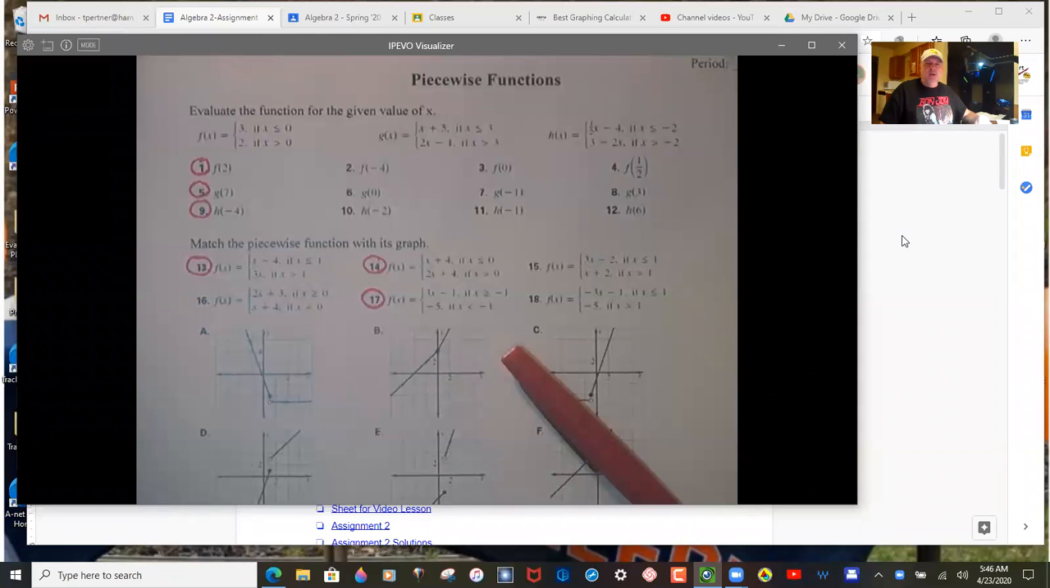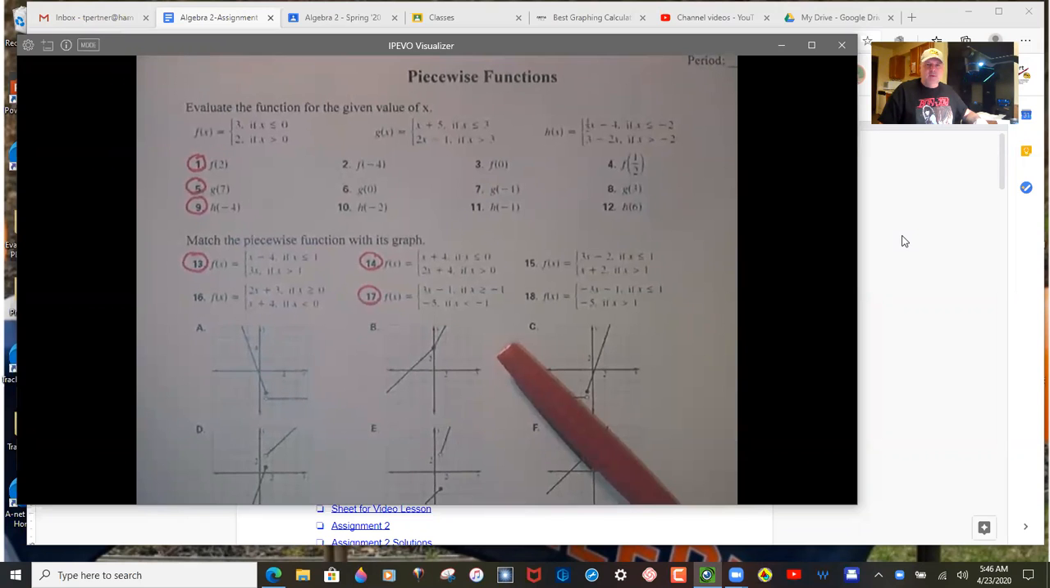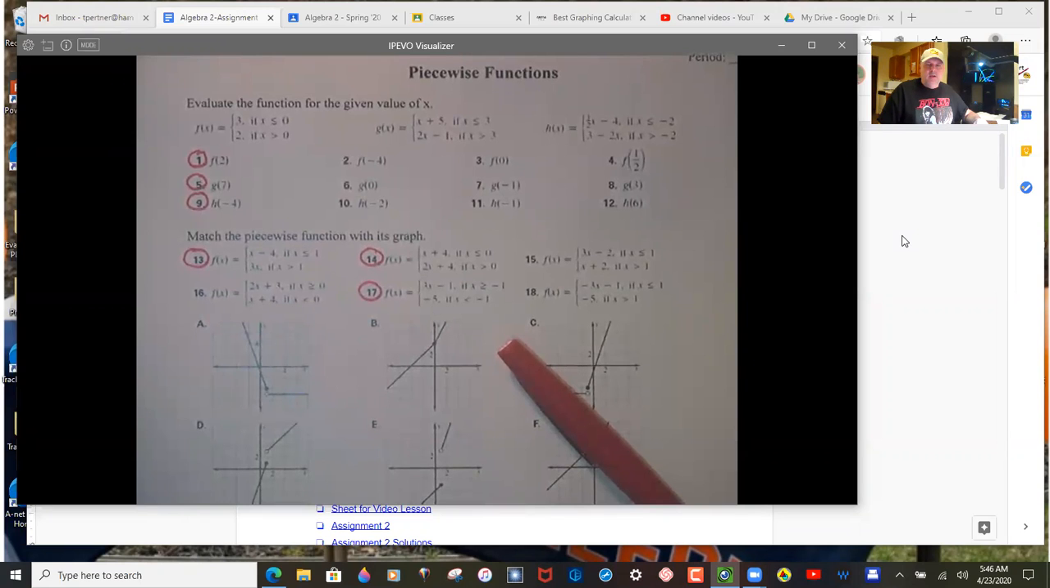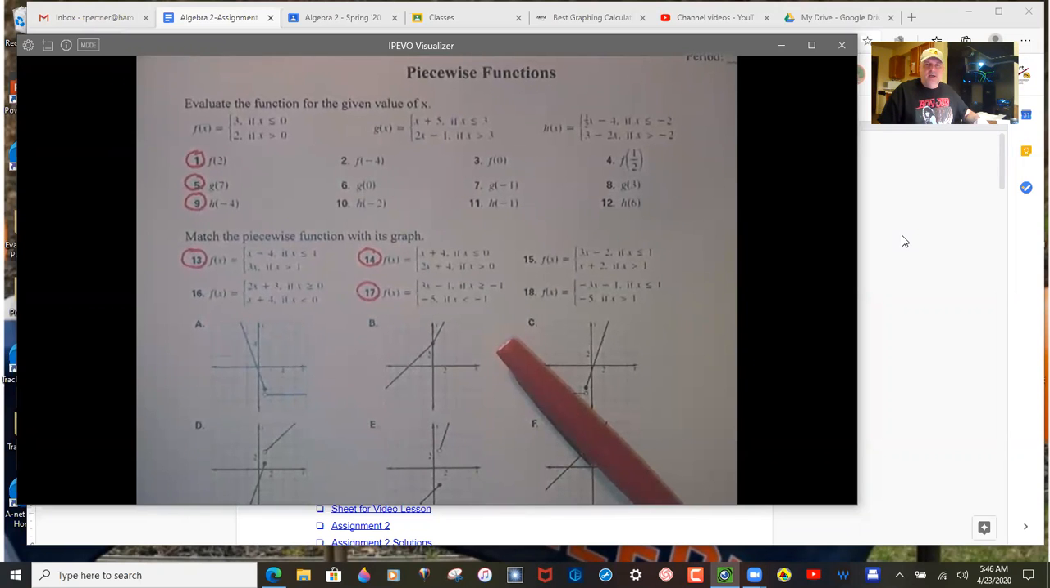Hello again. This is the notes and assignment for the third part of this unit on piecewise functions. I did do a video on how to enter piecewise functions in your graphing calculator, although that is not needed on this assignment. It's good to have the knowledge, and maybe at the end I'll grab the graphing calculator and put one of these in, and you can have a nice little review of entering piecewise functions on your graphing calculator. All of these can be done without a graphing calculator.